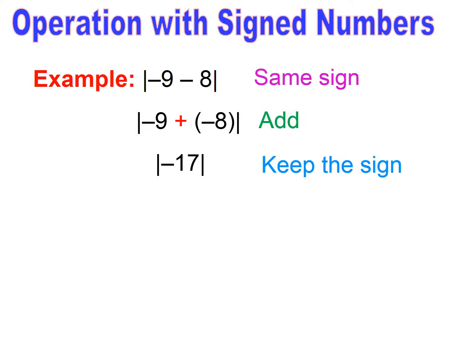Now I need to take the absolute value. Once you get it to be one number, then you can do the absolute value. So in this case, the absolute value of a negative number will come out as a positive value. So we end up with a +17.